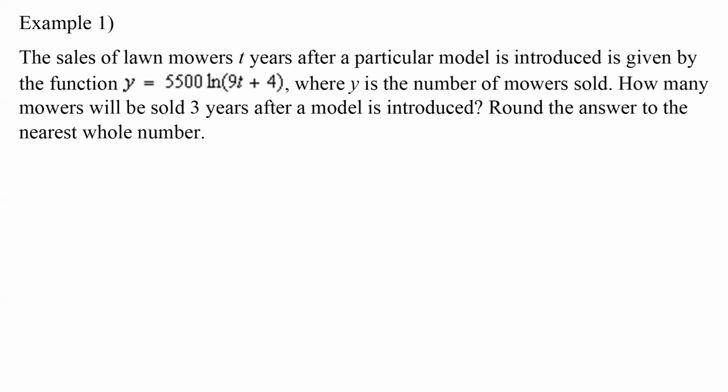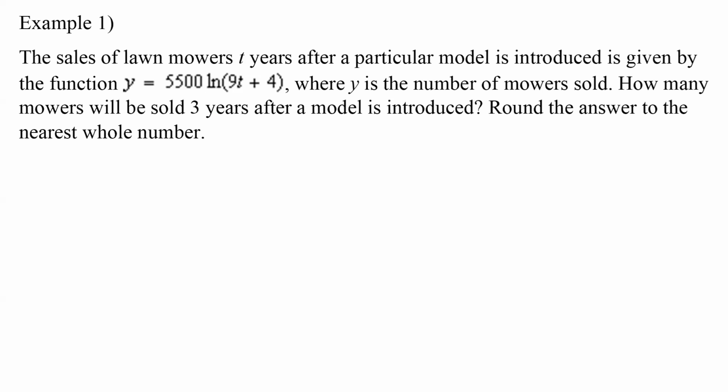So the sales of lawnmowers 2 years after a particular model is introduced is given by the function y equals 5,500 natural log of 9 times t plus 4, where y is the number of mowers sold. How many mowers will be sold 3 years after a model is introduced? Round the answer to the nearest whole number.